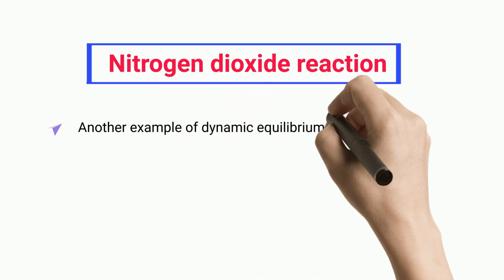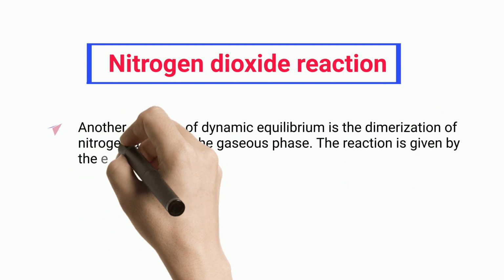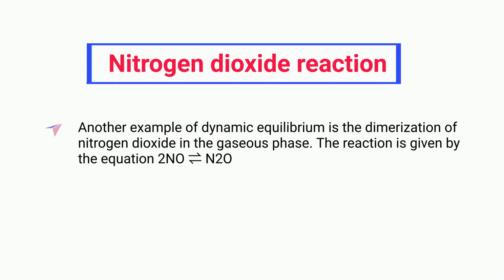Nitrogen dioxide reaction. Another example of dynamic equilibrium is the dimerization of nitrogen dioxide in the gaseous phase. The reaction is given by the equation 2NO2 ⇌ N2O4.